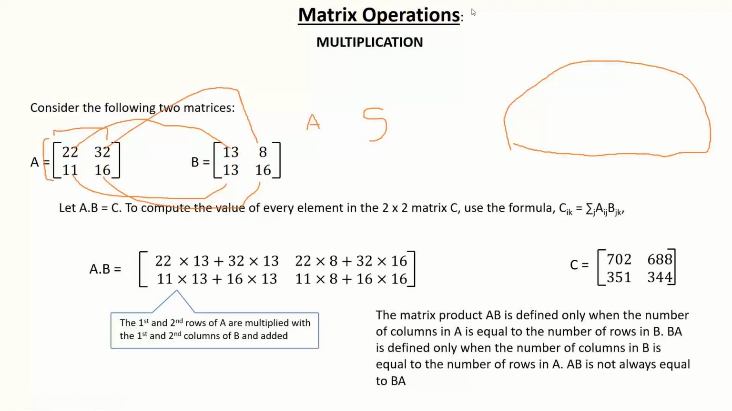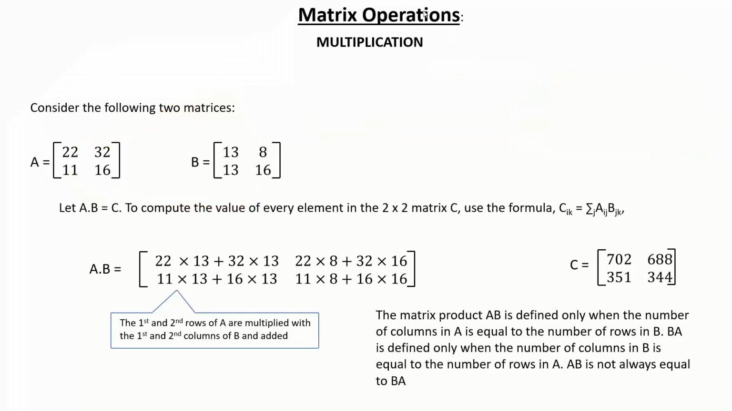Now comes the multiplication. How the multiplication works is a tricky one. You should consider this first element multiplied by this, then you need to add this element multiplied by this. So this, for example, is a11, and the second one is a12.